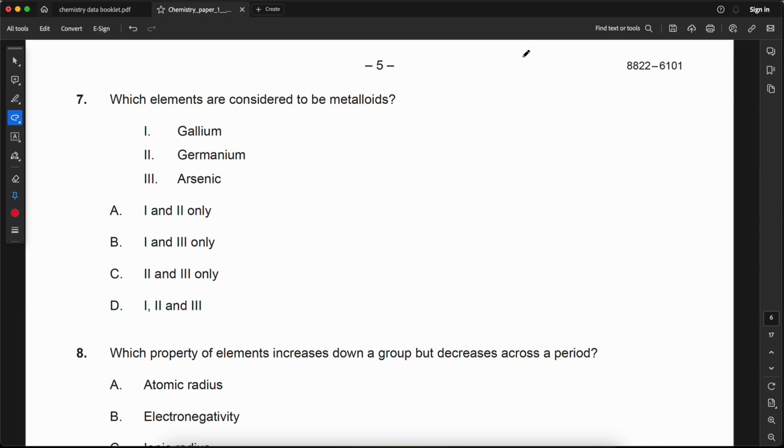Which elements are considered to be metalloids? Metalloids are B, Si, Ge, As, Sb, Te, and Po. So arsenic, yes, and Ge, germanium, yes. So the answer is C.